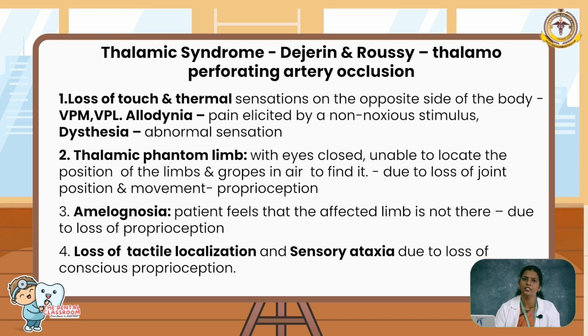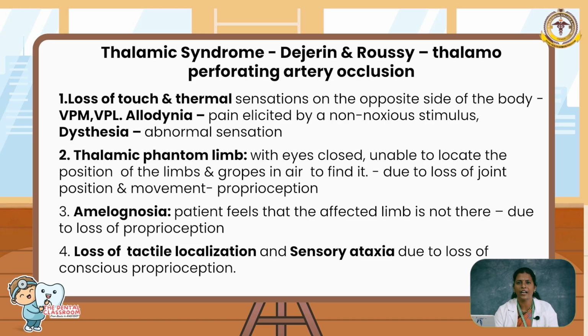So what are the other symptoms that we see in thalamic syndrome? The first one is loss of touch and thermal sensations on the opposite side of the body, because the ventroposteromedial and ventroposterolateral nuclei are damaged here. It leads to allodynia, where pain is elicited by non-noxious stimuli. It also leads to dysesthesia. Abnormal sensations are also seen in these patients.